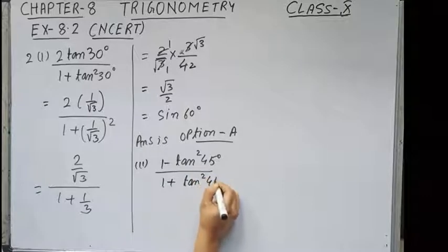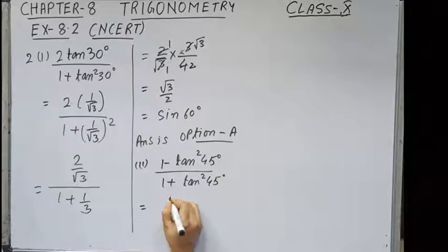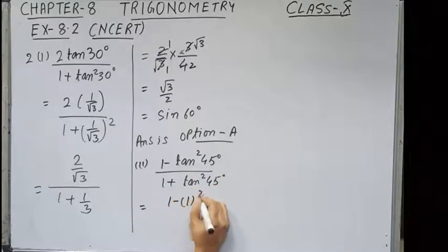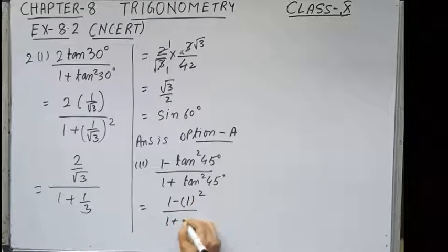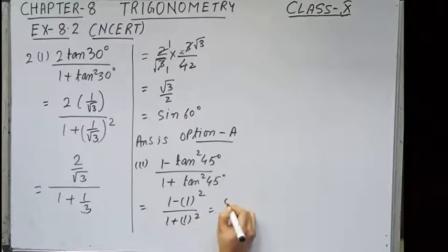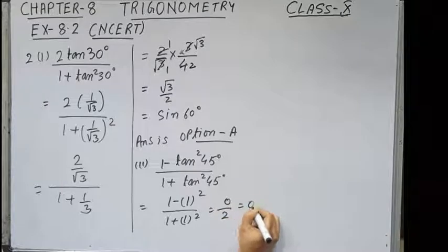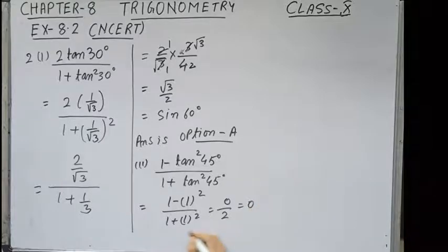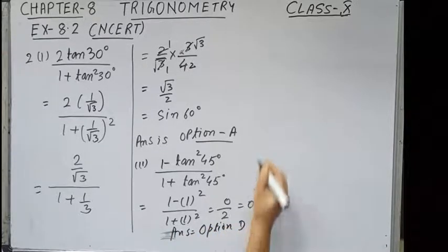tan square 45 degree. Now children, the easiest is to remember the tan 45 degree value only, that is equal to 1. So this value equals 0 by 2, and that is equal to 0. Now 0 means a value only is asked, so the option is D. So the answer is option D.